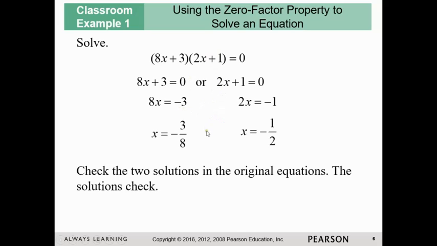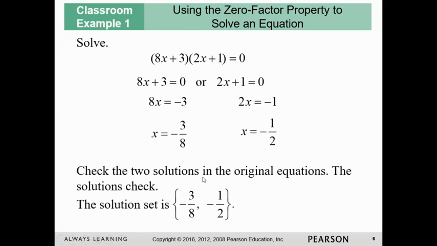And then you would always check them in the original equation. And then remember, we put those two solutions into a solution set, using set notation around the two solutions that we got. Sometimes you can have one solution, 0 solutions, or 2 solutions for a quadratic. I think typically what you're going to run across most often is 2 solutions for a quadratic. That's the zero factor property.